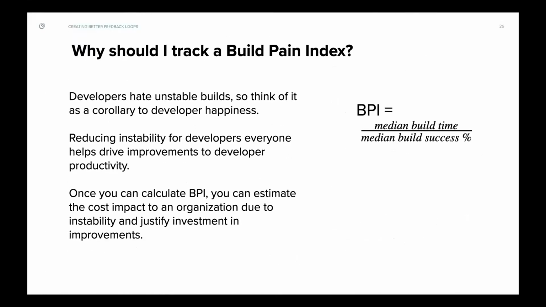So why should I track this? Well, because developers hate unstable builds, think of it as a corollary to developer happiness. Reducing instability for developers as well as everyone else gives you, as a developer or an engineering leader, a much tighter loop and control over iterating through quickly, makes developers happier, allows them to level up and move code quicker through the process, and it lets you get code out much quicker as well.